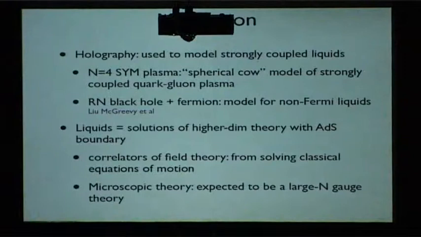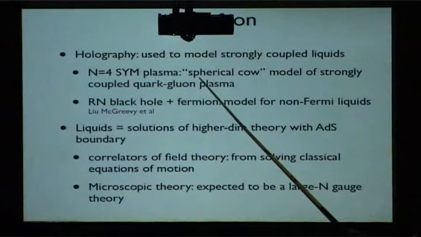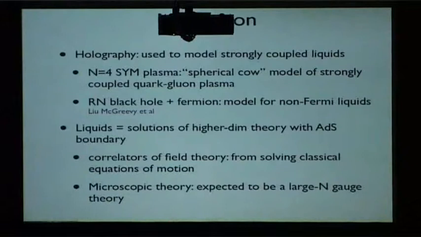And in some cases, for example, in this case, we know the microscopic theory is the N equal 4 super Yang-Mills plasma, but in a large number of cases, for example, in the case where people try to model the non-Fermi liquid behavior, we don't know exactly what is the bulk theory. We hope that it exists. If it exists, then it is expected to be some large N gauge theory.